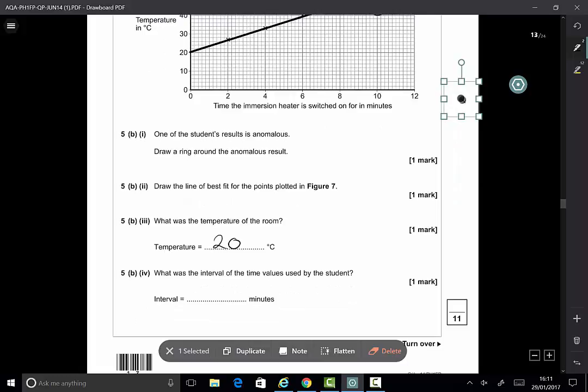What is the interval of the time values used by the student? So basically that's saying what's the interval between when they took readings. We can see the crosses are every 2 minutes apart. So we can just fill that in there.